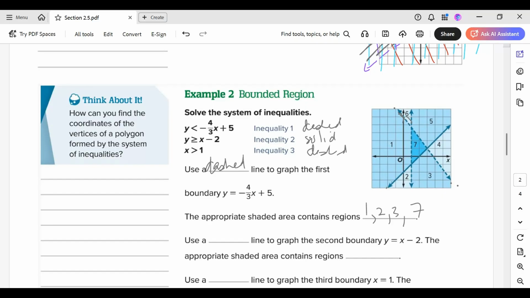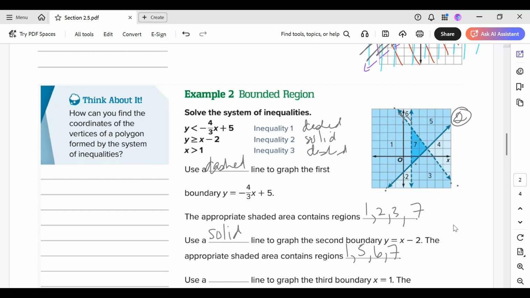Then we're going to use a solid line for the next region, which started at -2 and we went up 1 over 1, up 1 over 1. That's why we have this line right here, this equation number 2. And then we tested again 0, 0. When you test 0, 0, 0 is bigger than -2. That's true, and that would be shading above the line. So we are regions 1, 5, 6, and 7.